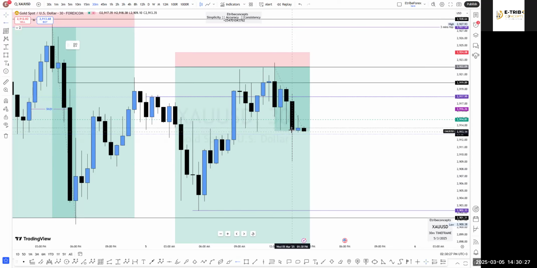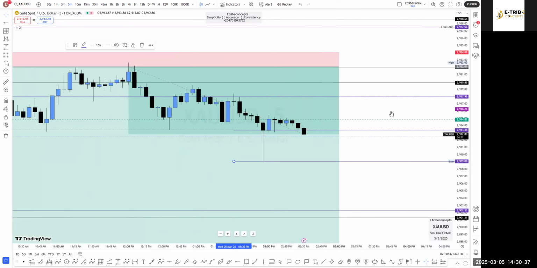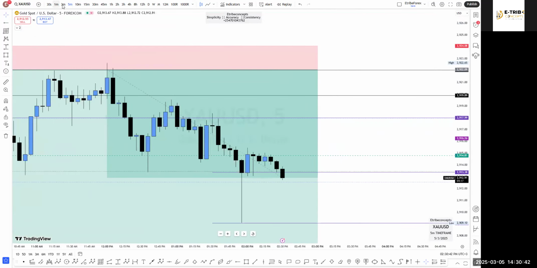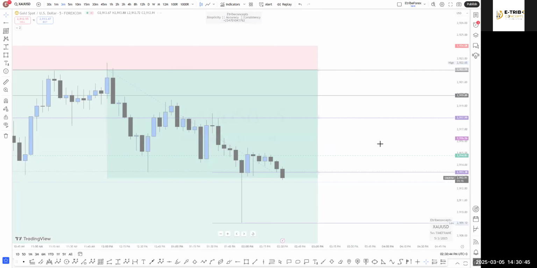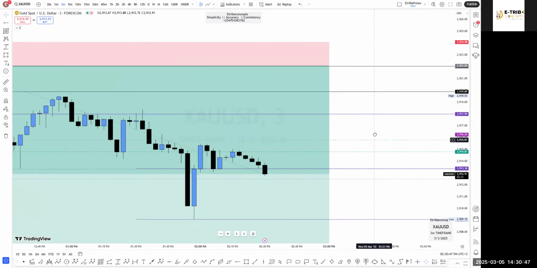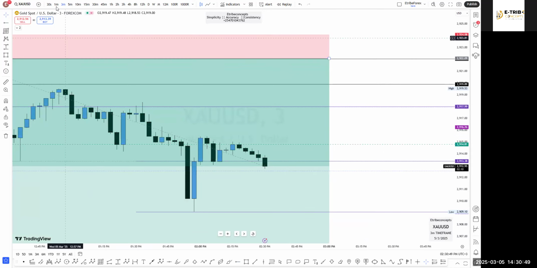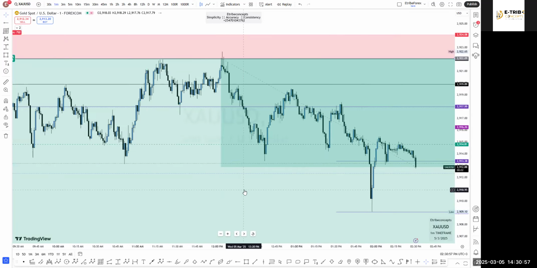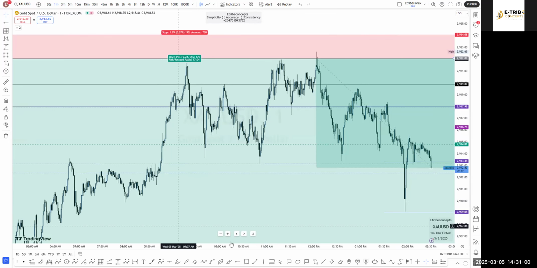Let me first of all mark the area. We can go to 5 or 3 minutes. Still have that long wick. Go to 1 minute. If I look at 1 minute, we have a shift. So probably we could get an entry based on liquidity engineering. I will go for the lowest liquidity engineering.